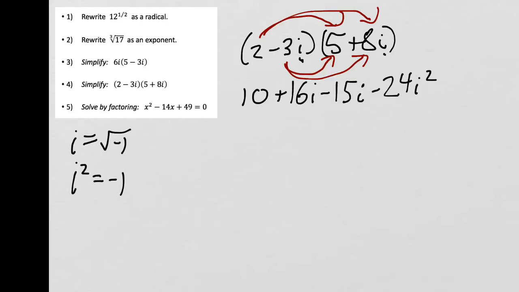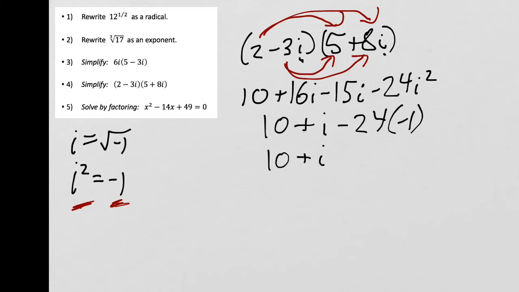Okay, now the next thing we do is we combine these two like terms, and we get 10 plus i, right? 16 minus 15 is 1, so just regular old i. And then this is going to be minus 24 times i squared. I squared is negative 1, right? So it's going to be negative 24 times negative 1, and we'll get 10 plus i plus 24. And we're going to add this 24 to this 10, and we're going to end up with 34 plus i.